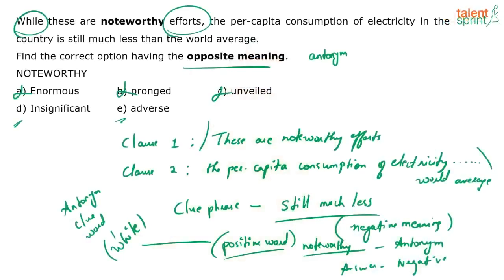Efforts is a positive word, right? Noteworthy means supporting that positive word. What can it be? Give me an adjective. What efforts? Think of other words that get associated with efforts. Important efforts, significant efforts, good efforts. Yes, right? So noteworthy means something that is significant. What's my antonym? Option D, insignificant.